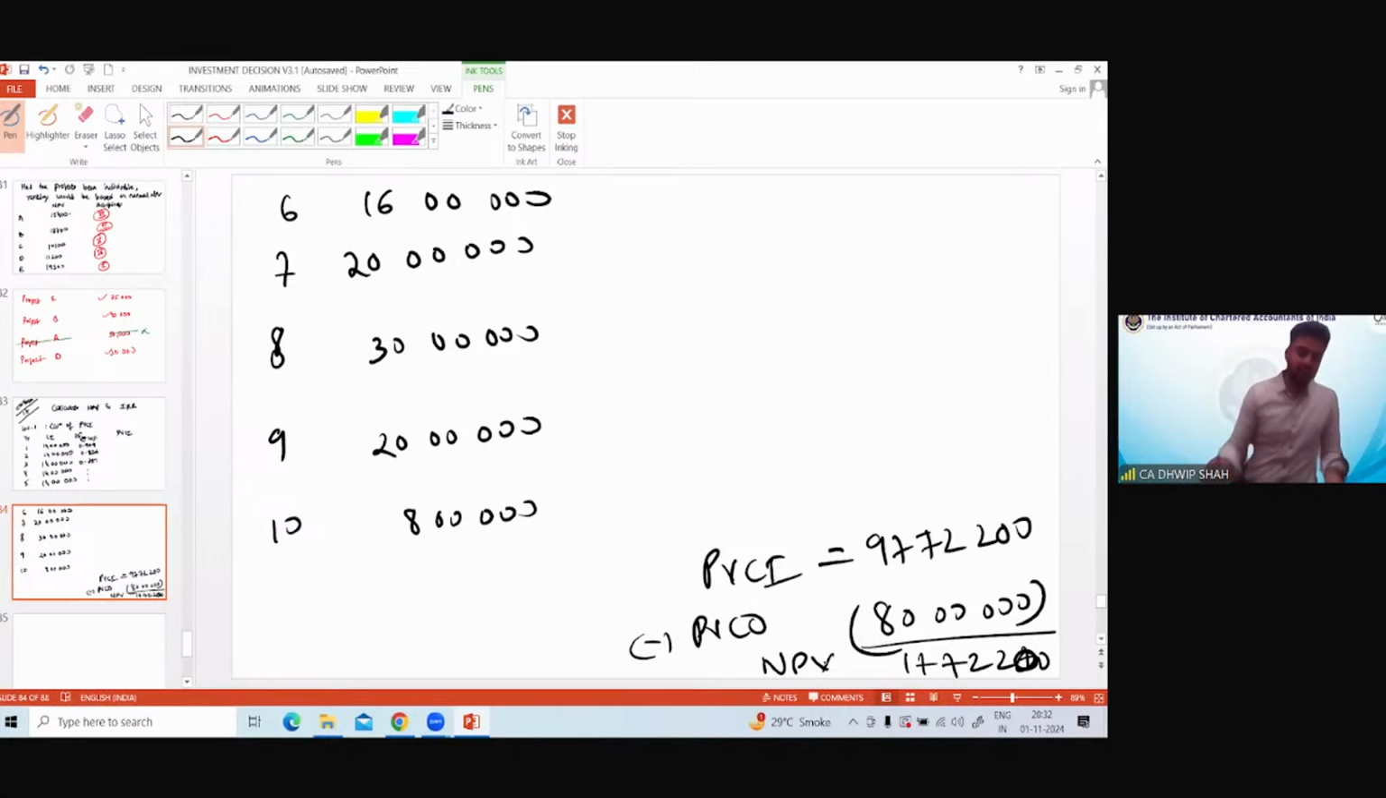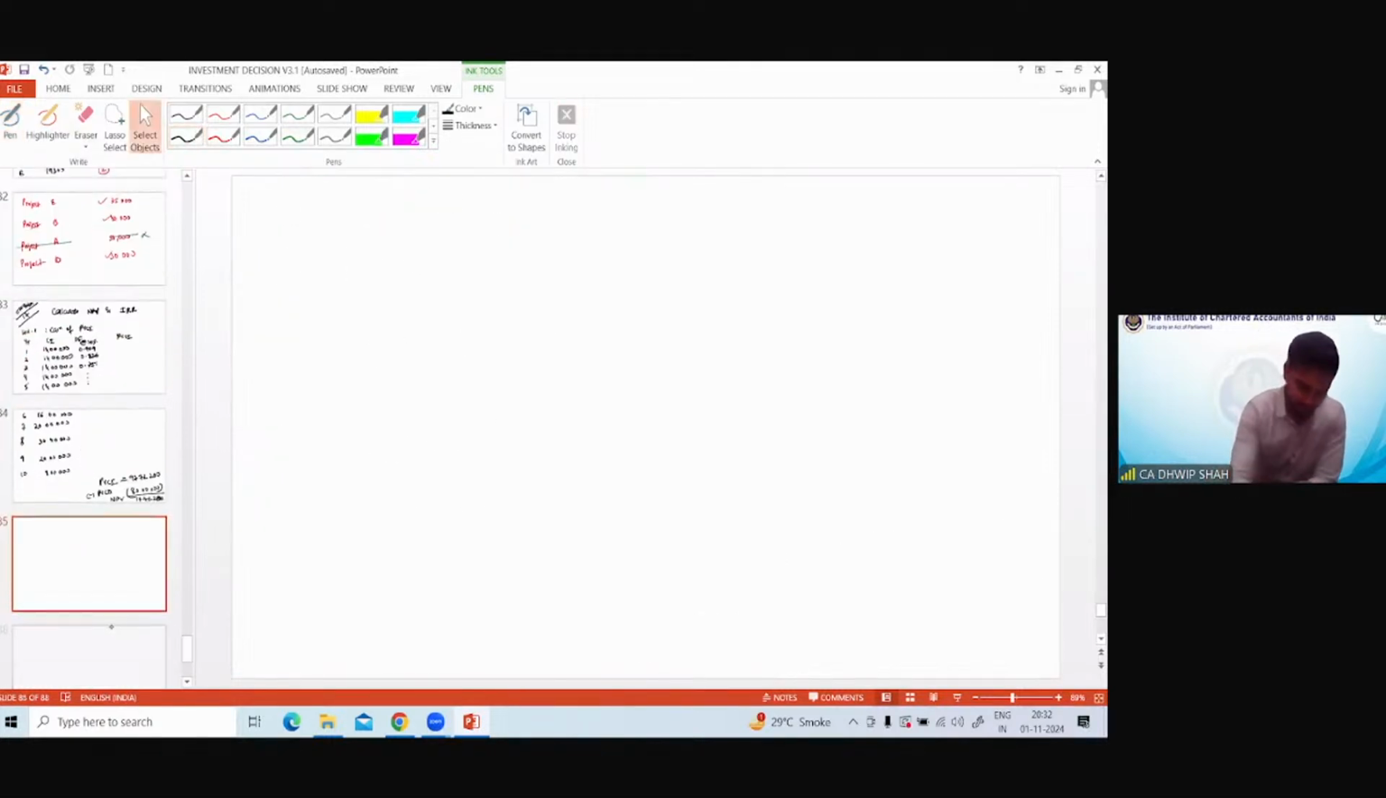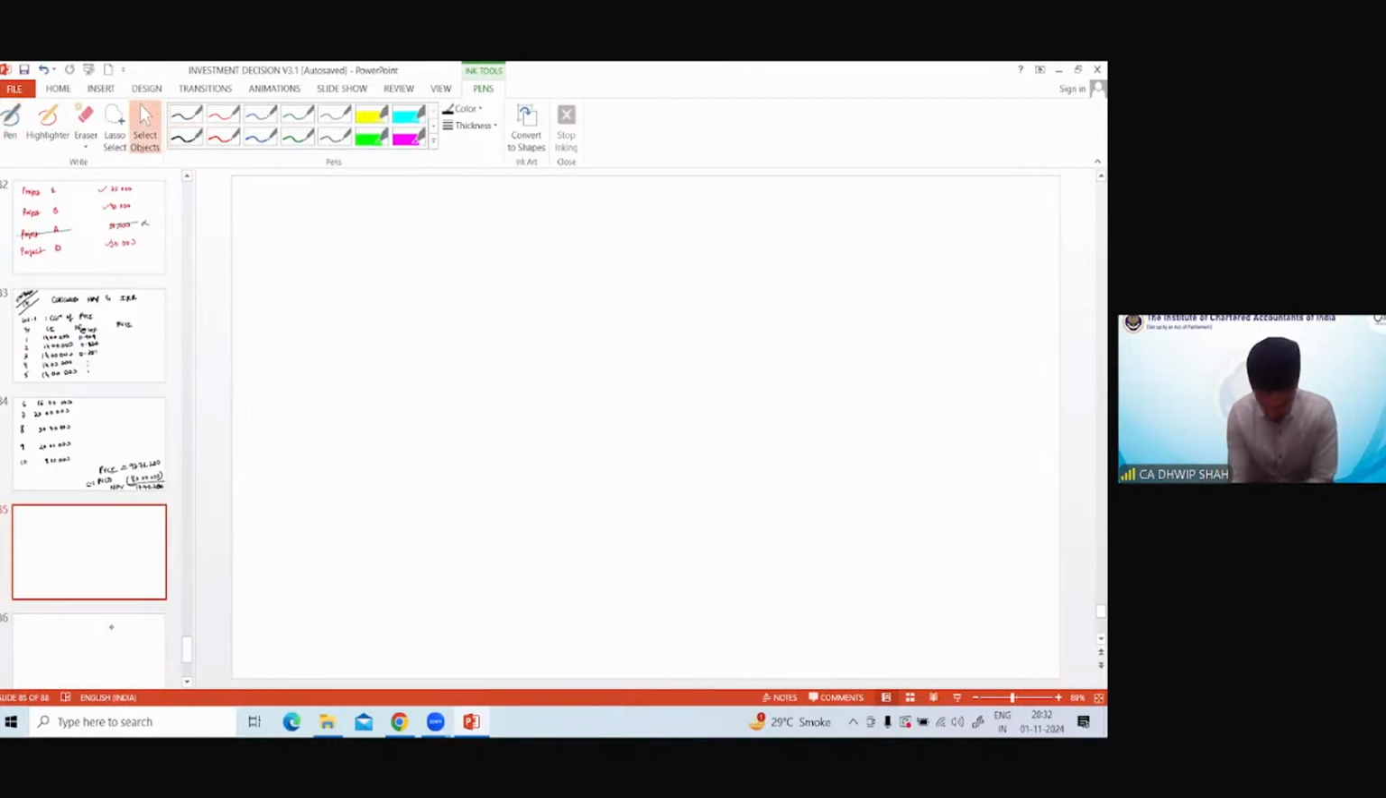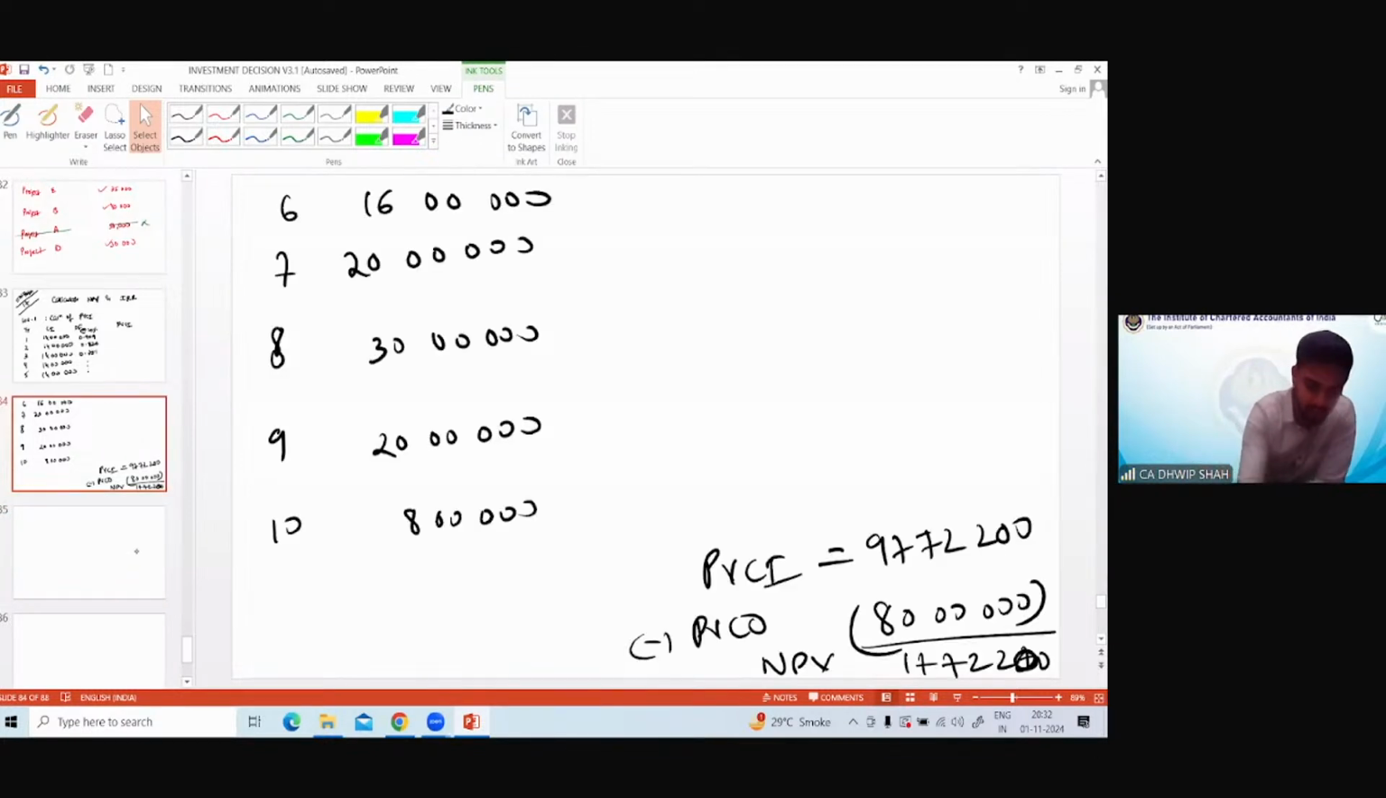Now at 10% NPV is positive. Now we want to calculate IRR. And IRR is that point where NPV is zero. Correct? Someone had asked me to quickly revise IRR, so please pay attention. I am quickly revising IRR.